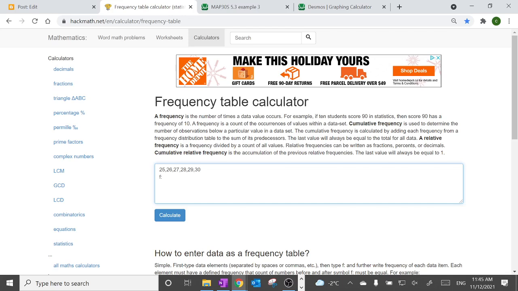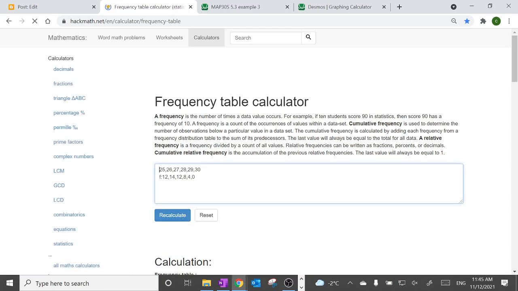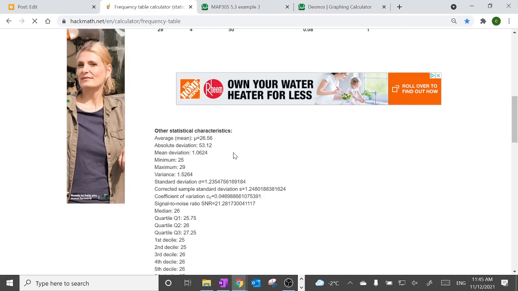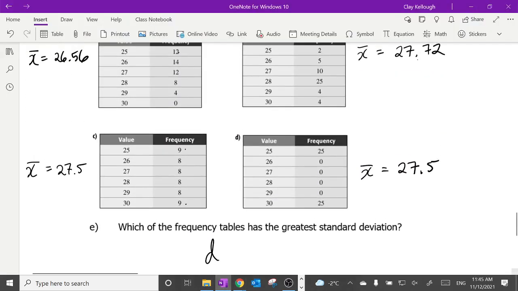So first it was 12, 14, 12, 8, 4, 0. And then you go calculate, and it'll make you a frequency table, but then it'll give you your standard deviation. And this one is 1.235. So my first one, standard deviation is 1.235.